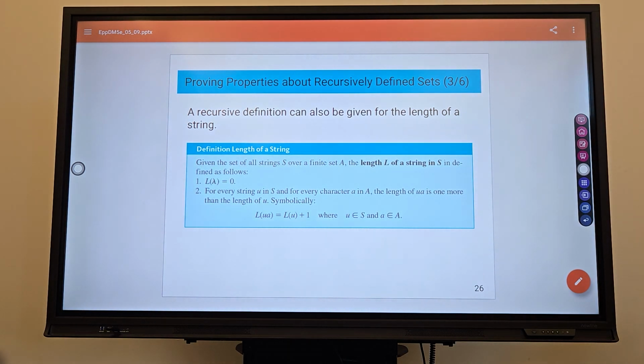A recursive definition can also be given for the length of a string. Given the set of all strings S over a finite set A, the length L of a string in S is defined as follows. The length of lambda equals 0. For every string u in S, and for every character a in A, the length of ua is one more than the length of u.